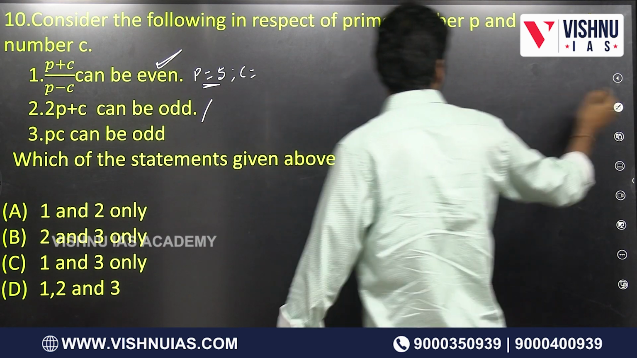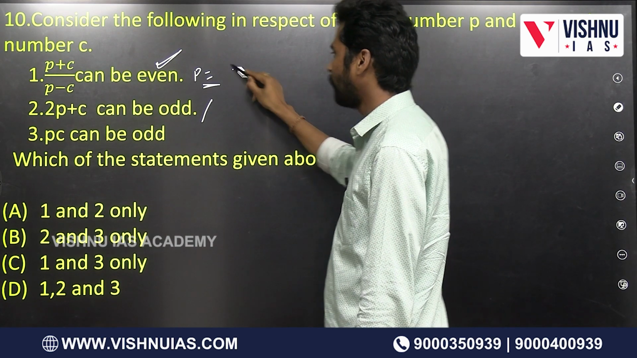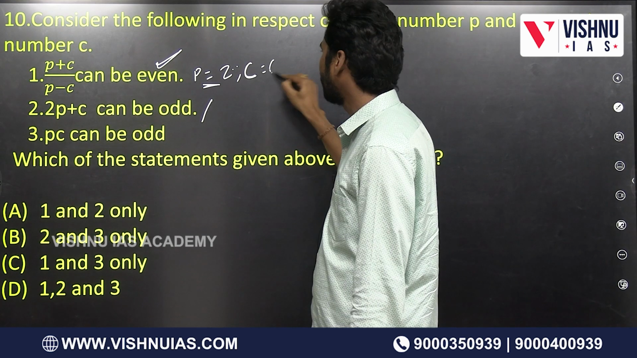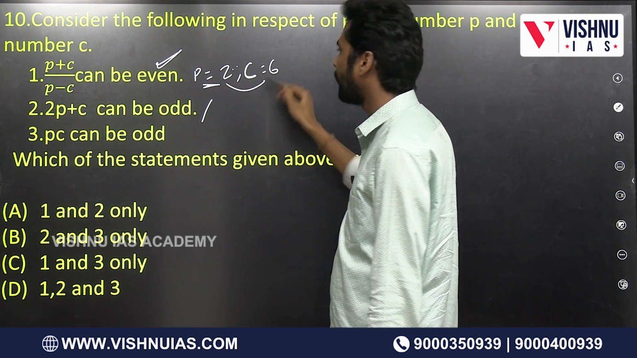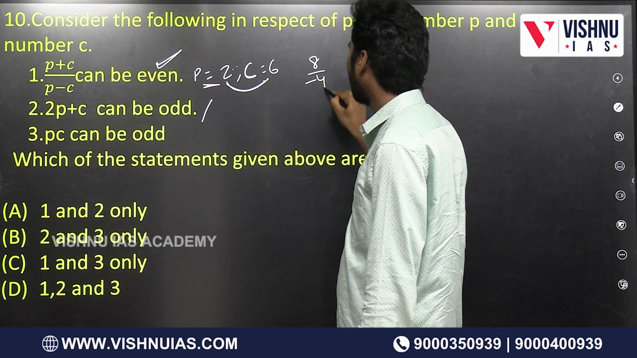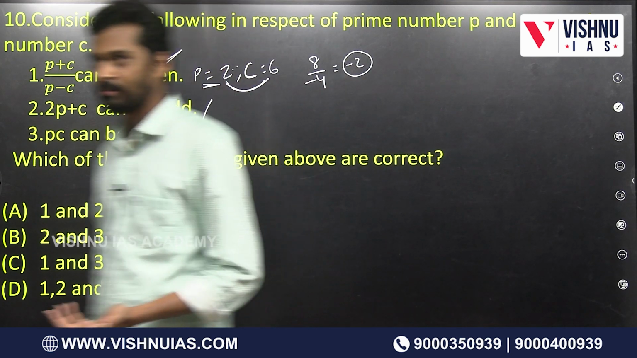Which numbers do you take for P and C? P is equal to 2, C is equal to 6. P plus C means 8. Divided by P minus C: 2 minus 6 is what? Minus 4. So minus 4 divided into 8 gives minus 2. Now you don't get any confusion.